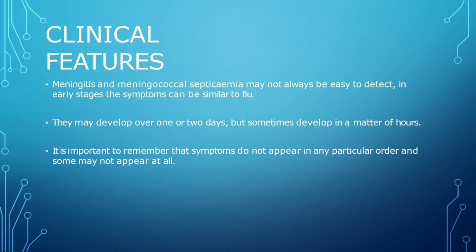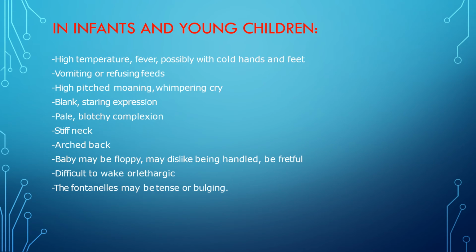The next one is the clinical features. Meningitis and meningococcal septicemia may not always be very easy to detect. In early stages, the symptoms can be very similar to flu, so we can't differentiate between meningitis or meningococcal disease and the flu or other flu-like conditions. They may develop over 1 or 2 days, but sometimes in a matter of hours. It's important to remember that the symptoms do not appear in any particular order, and sometimes the person may be asymptomatic. Now, these clinical features are somewhat correlated with corona infection.